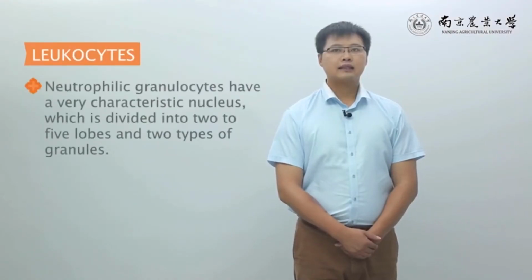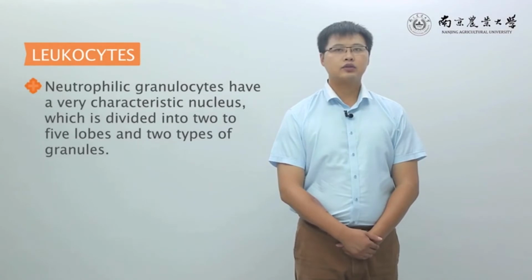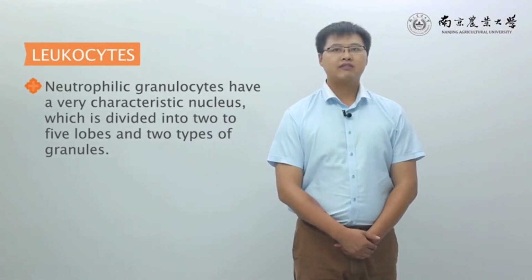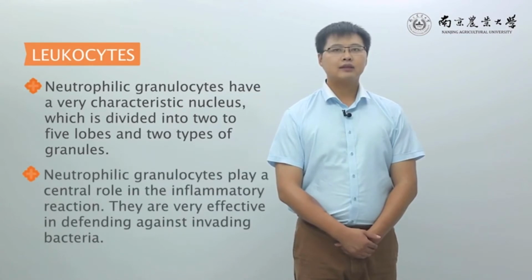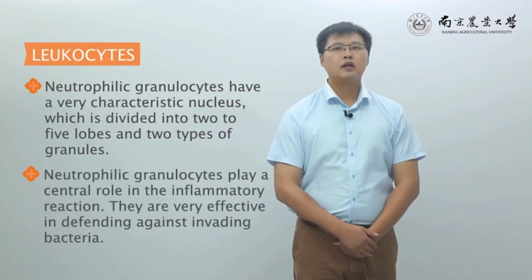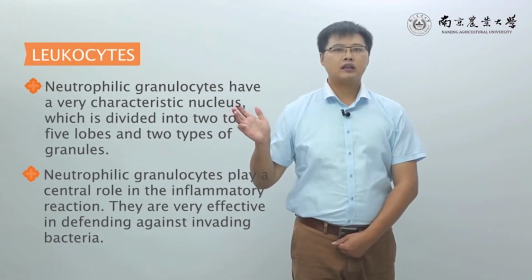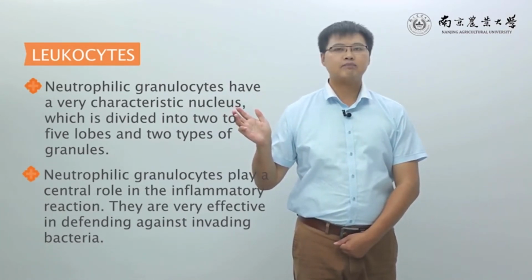Neutrophilic granulocytes have a very characteristic nucleus, which is divided into 2 to 5 lobules, and two types of granules. Neutrophilic granulocytes play a central role in the inflammatory reaction. They are very effective in defending against invading bacteria.